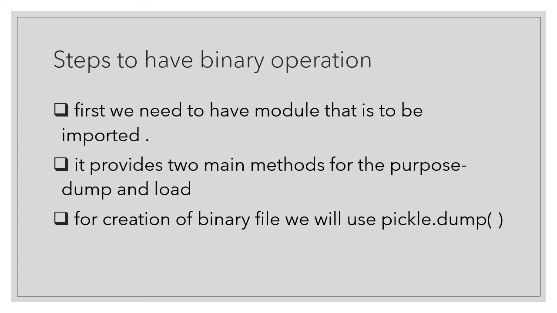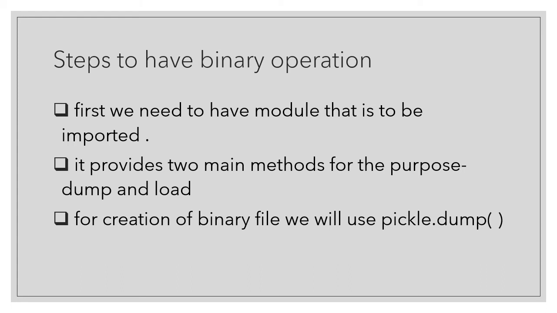Then it provides two main methods for the purpose. Those are dump and load. We are going to import one module from the Python library, and we have to use two main methods here: one is dump and the other is load. For creation of a binary file, we'll use pickle.dump. So to create a binary file, we are using pickle as one of the header files, we can say, from Python. So it's a module.